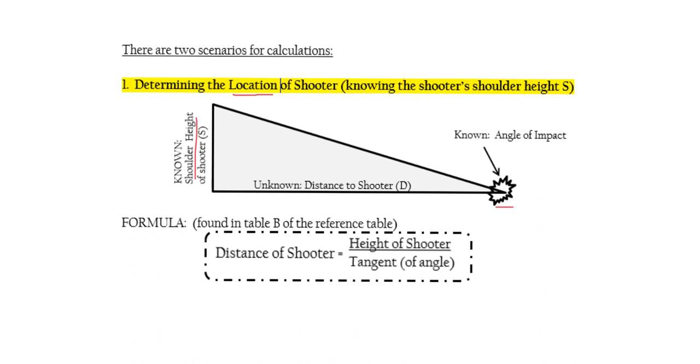So since we have a suspect, we're going to know their shoulder height. The unknown value for today is going to be the distance that the shooter was standing. So we're trying to reconstruct the crime scene, maybe figure out where they were standing so we can go find the shell casings or whatever it can be that we're looking for.